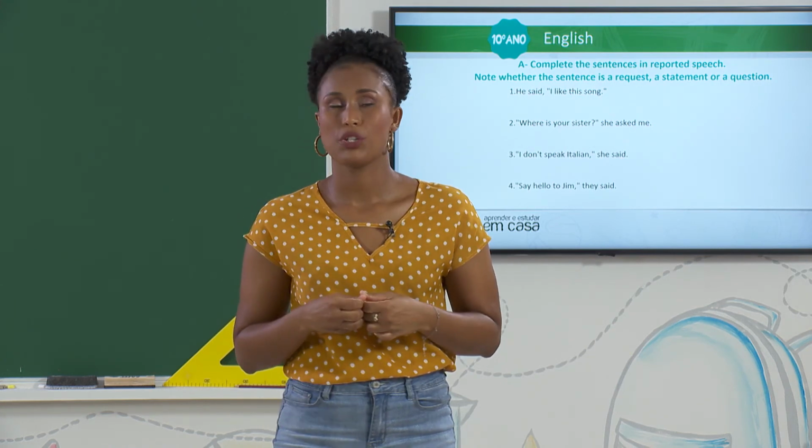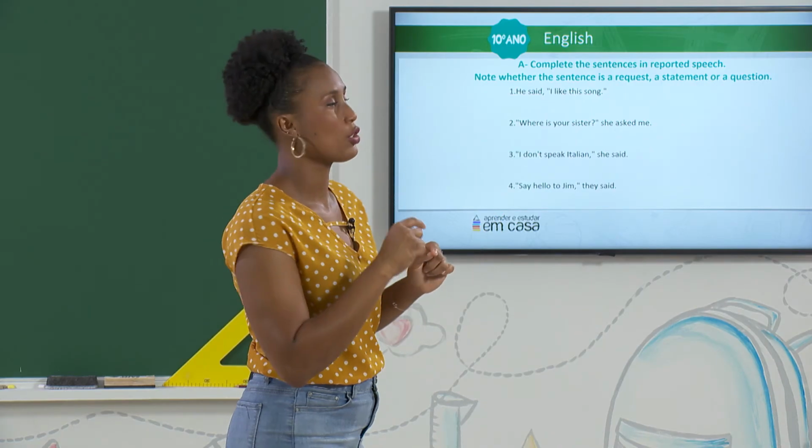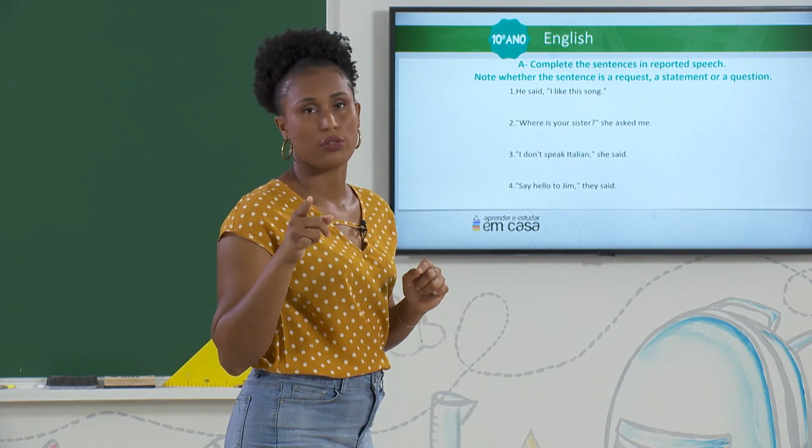So now, I have here an exercise for you just to check if you understood what you are learning here. So, first exercise, you will complete the sentence in reported speech. Note whether the sentence is a request, a statement, or a question. So, one says, he said, I like this song. You're supposed to write in reported speech. Don't forget to make the necessary change, okay?